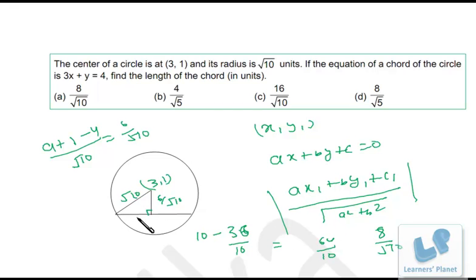This we have calculated, and you can see there is an option of 8 by root 10. So just do not get confused. This is just half of the length. So the full length of the chord will be 2 into 8 by root 10, that is 16 by root 10. Okay. You have to be very clear. Do not make silly mistakes over here.